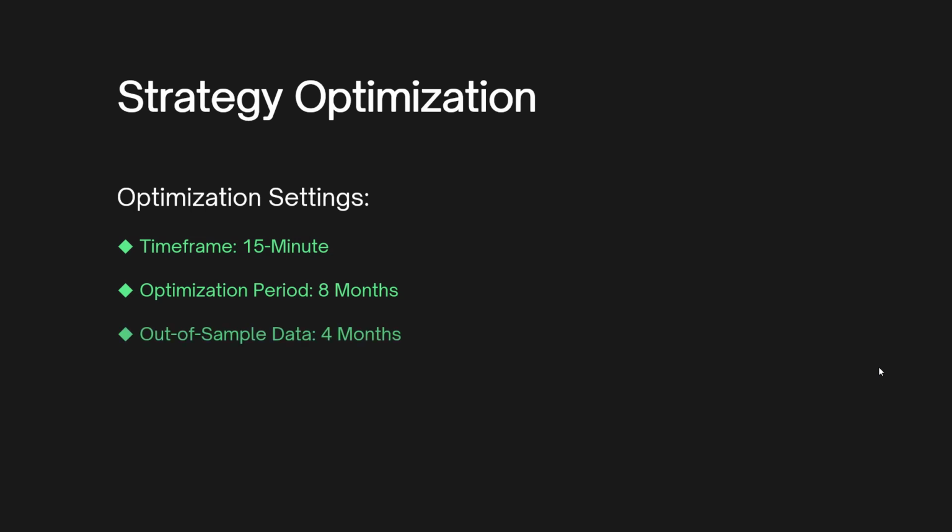For this optimization, we'll focus on a 15-minute time frame. We'll run our backtests over an 8-month period for in-sample data, allowing us to fine-tune the strategy parameters. To ensure that our results are not overfitted, we'll also use 4 months of out-of-sample data. This separate testing period allows us to validate the strategy's stability on unseen data, giving us greater confidence in its effectiveness. We'll test various parameter values to determine which combination yields the best results.